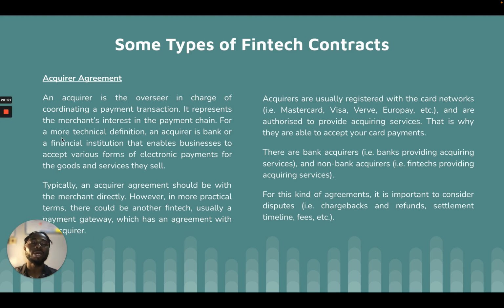It represents the merchant's interest. So remember when we were talking earlier, we said that the acquirer is the merchant's bank, right? So it's the jagaban of the payment transaction. It sits in between and directs everybody to do what they need to do using the switch. It's the one that directs the switch on what the switch needs to do. That's the acquirer, right? So for a more technical definition, an acquirer is a bank or financial institution that enables businesses to accept various forms of electronic payments for the goods and services that they sell.